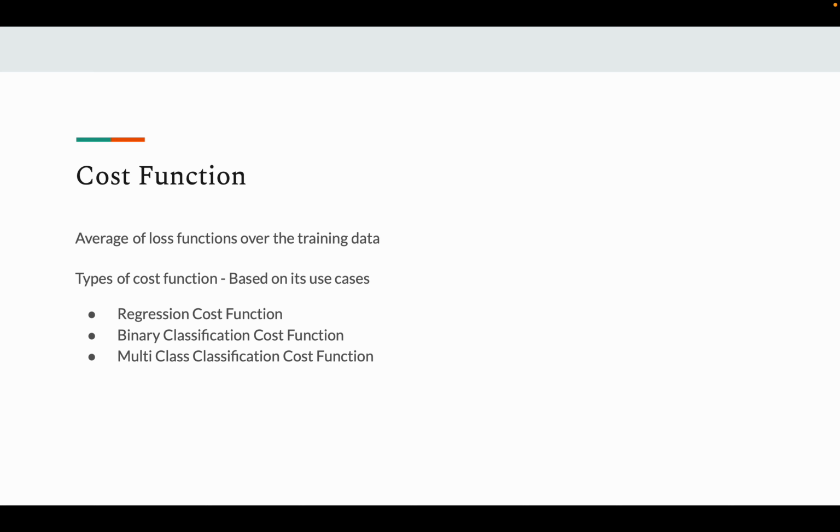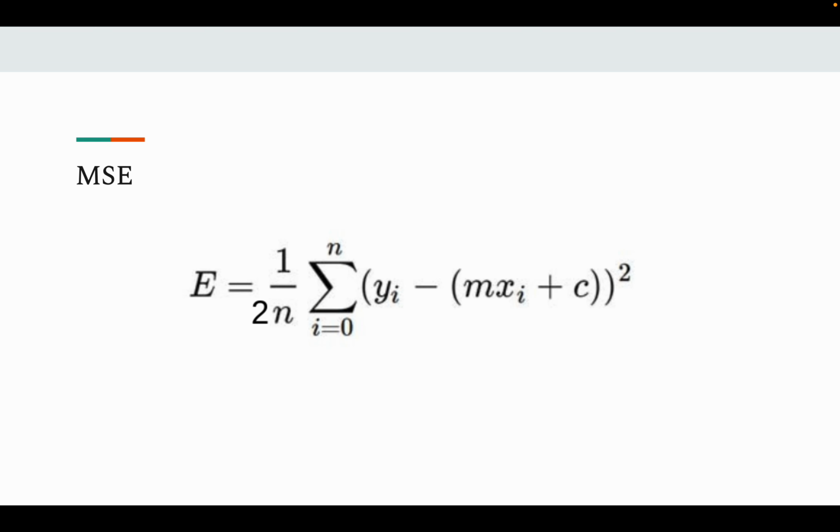There are different kinds of cost functions based on the use case. For regression there are regression cost functions, then binary classification cost functions are available, and multi-class classification cost functions are available, and each category also has a lot of subcategories. We can discuss that maybe in another video. In this video we are going to discuss a regression cost function called MSE.